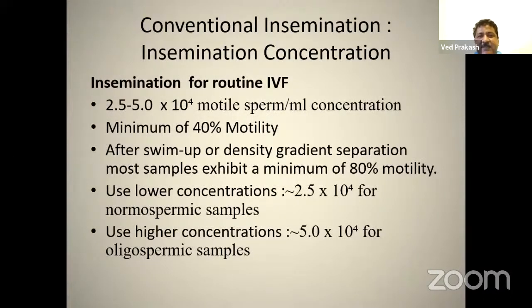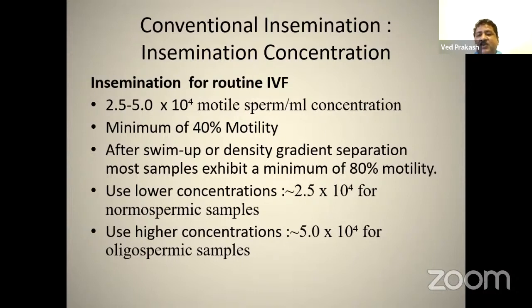So in conventional insemination, we need around 2.5 to 5 million motile sperm in concentration and a minimum of 40% motility. This can be achieved by doing some simple techniques like swim up and density gradient separation. Most samples exhibit a minimum of 80% motility.